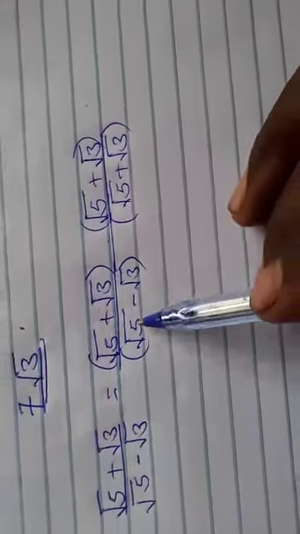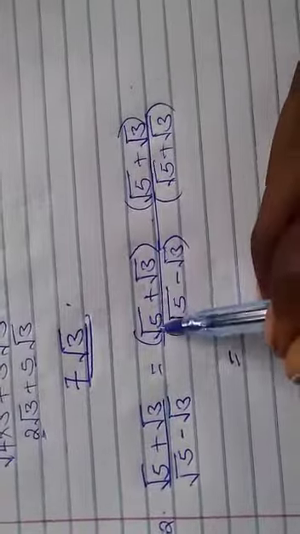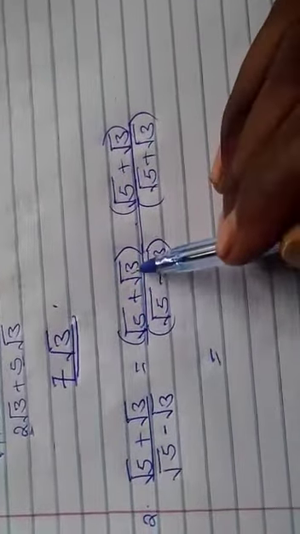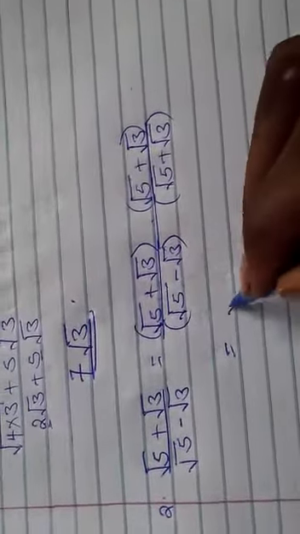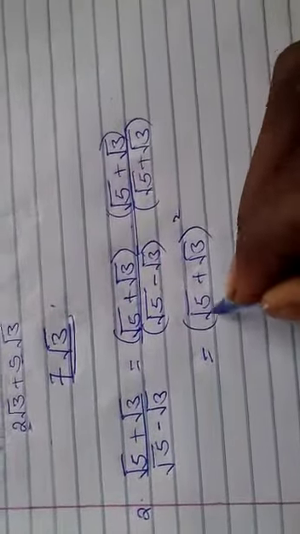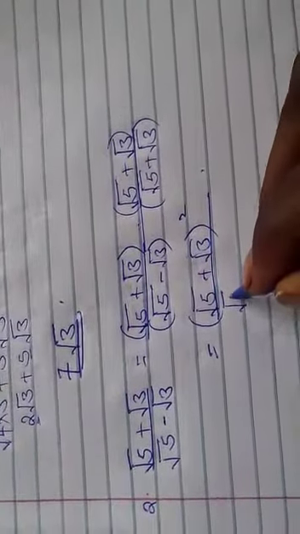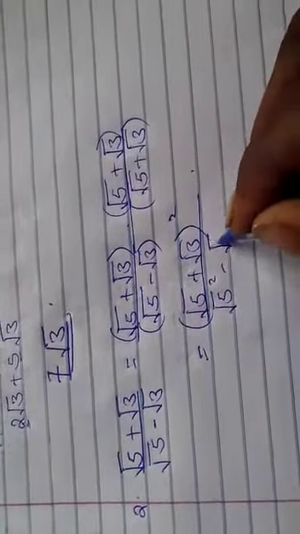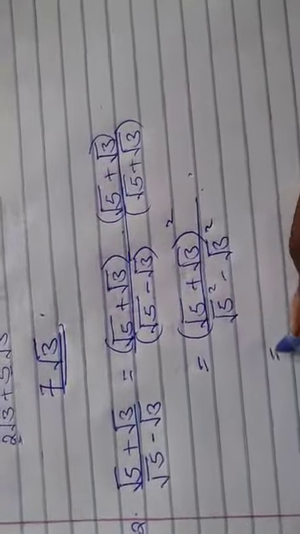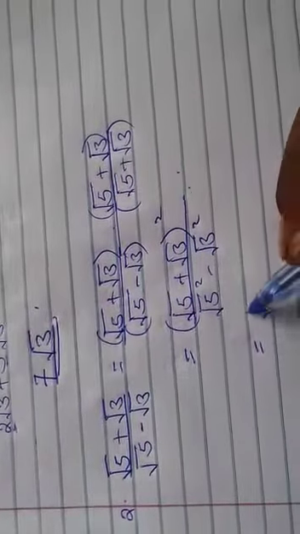Then, if you observe down here, this is difference of two squares. If I multiply this and this, it's like having root 5 plus root 3, the whole of it squared, over, if this is difference of two squares, it means root 5 squared minus root 3 squared.